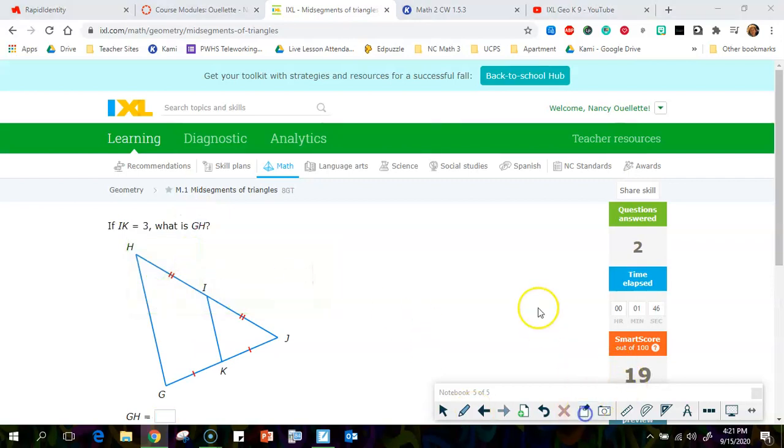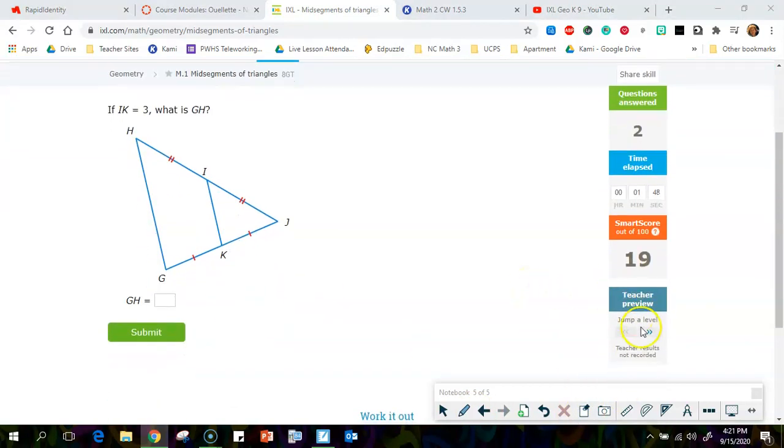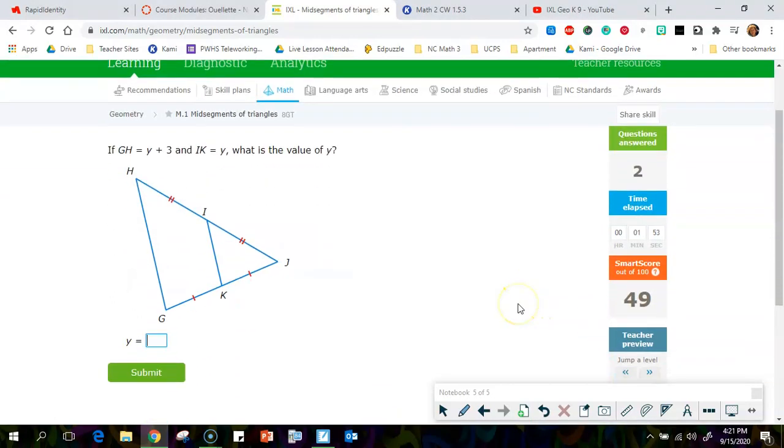Let's jump a level and see what we get here. Okay, we're at a 49.